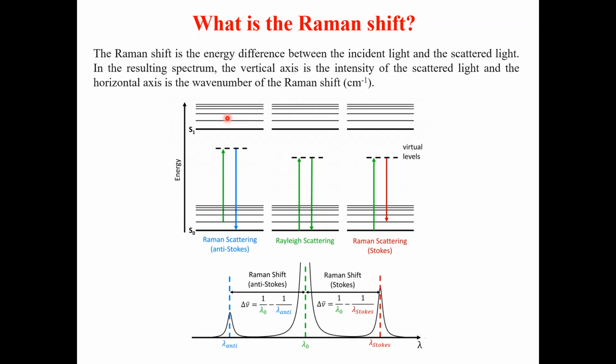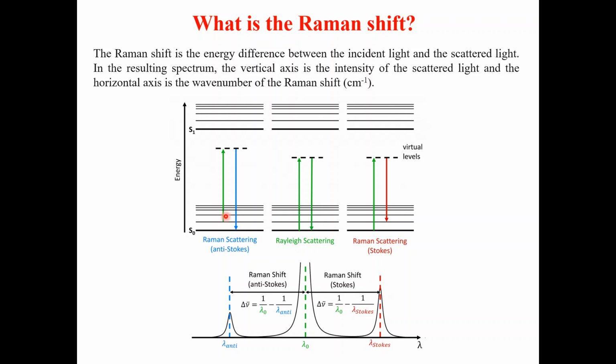The Raman shift is the energy difference between the incident light and the scattered light. From here you can clarify your concept. Here you can see we have different energy levels, and these energy levels are clarified here. So how can you clarify the concept of the Raman shift? Just as I mentioned, it is the energy difference between the incident light, the light that we put on the sample, and the scattered light, the light that scatters after striking the sample.